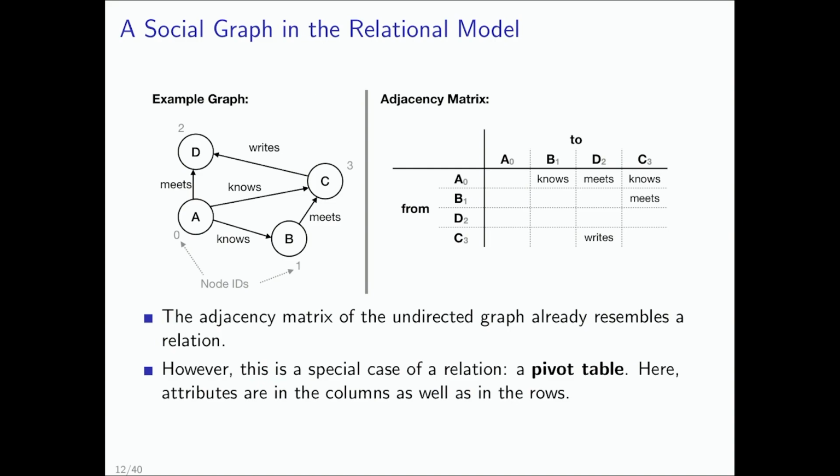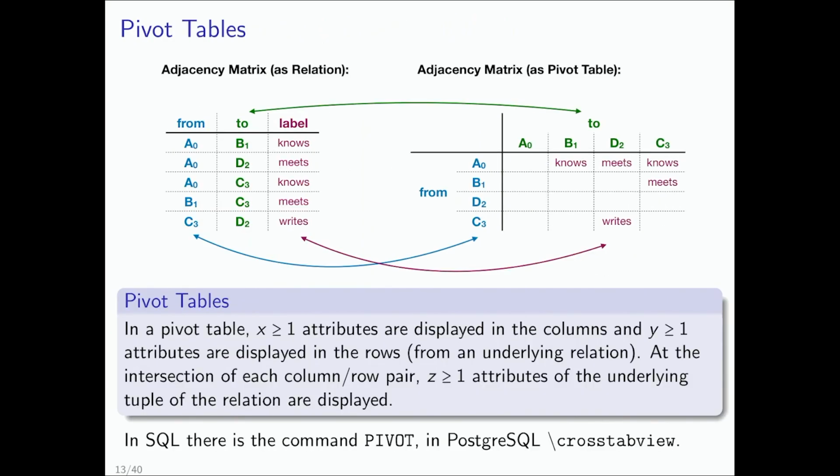For instance, assume there's another edge where C not only writes to D, but C also knows D. So that means C writes D. Here I would have writes and knows in the adjacency matrix in one cell. And that would also mean that writes and knows here. That's supposed to mean knows.